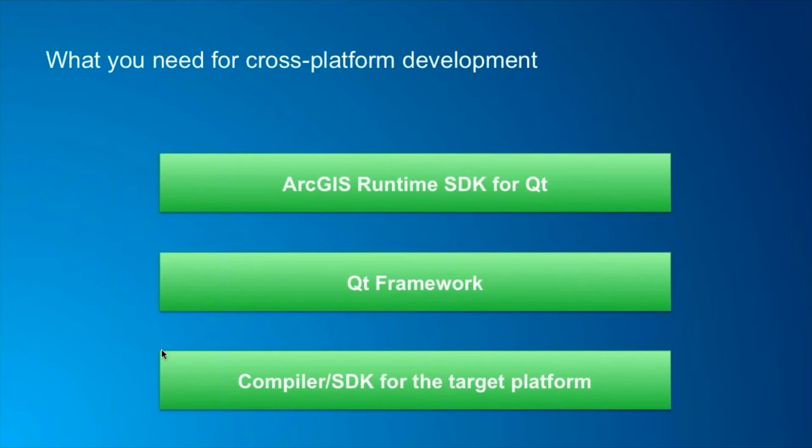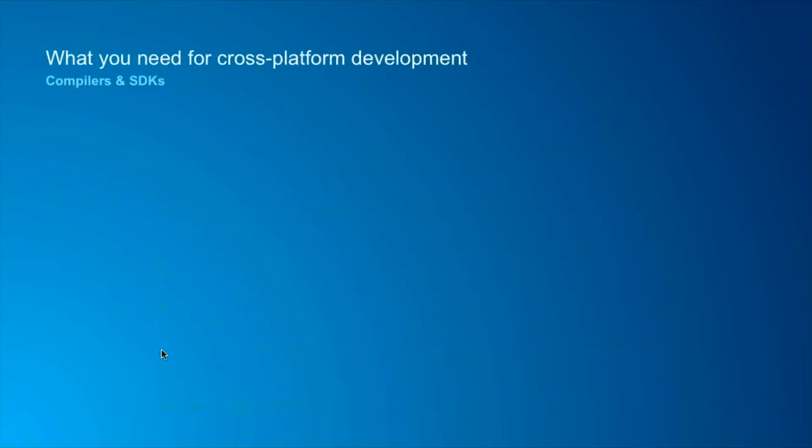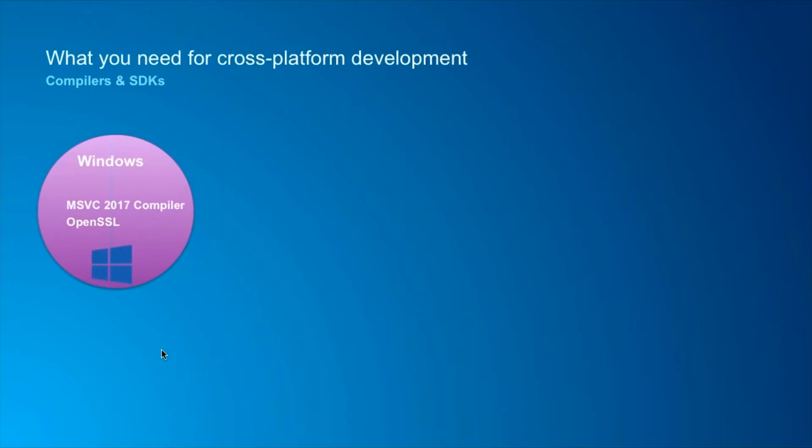So let's dive into each of those. For compilers, if you're developing on Windows, you'll need to first install the Microsoft Visual Studio C++ compiler. Runtime currently requires the 2017 compiler. In addition, if you're accessing online secured resources, you'll need the OpenSSL libraries, which you can either get the pre-built binaries from somewhere online, or you can pull down the source and build yourself.